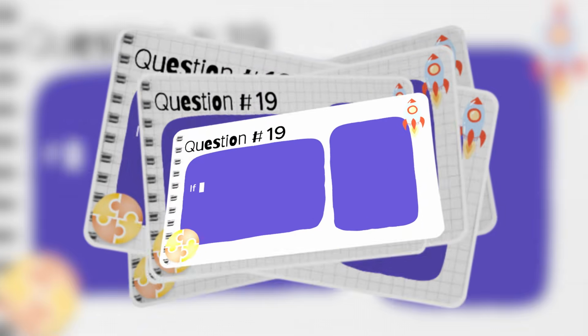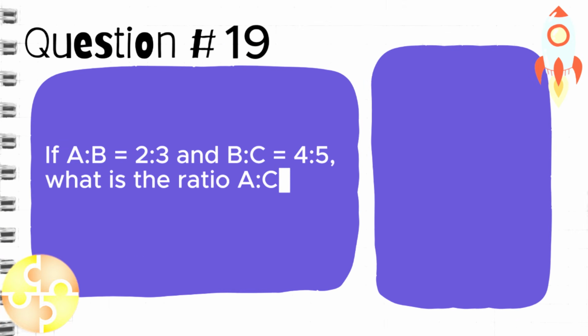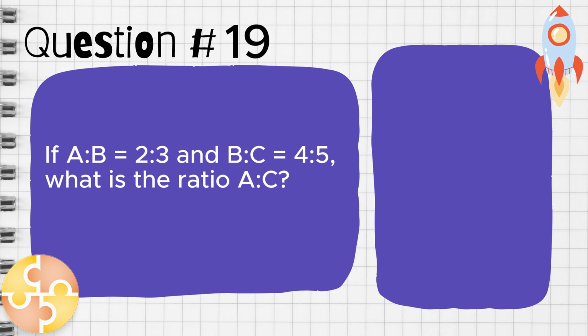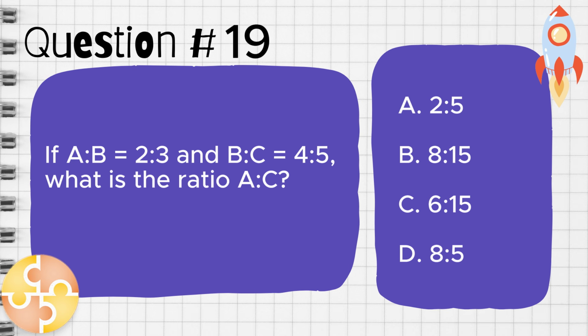Question number 19. If A to B equals 2 to 3, and B to C equals 4 to 5, what is the ratio A to C? A. 2 to 5, B. 8 to 15, C. 6 to 15, D. 8 to 5.